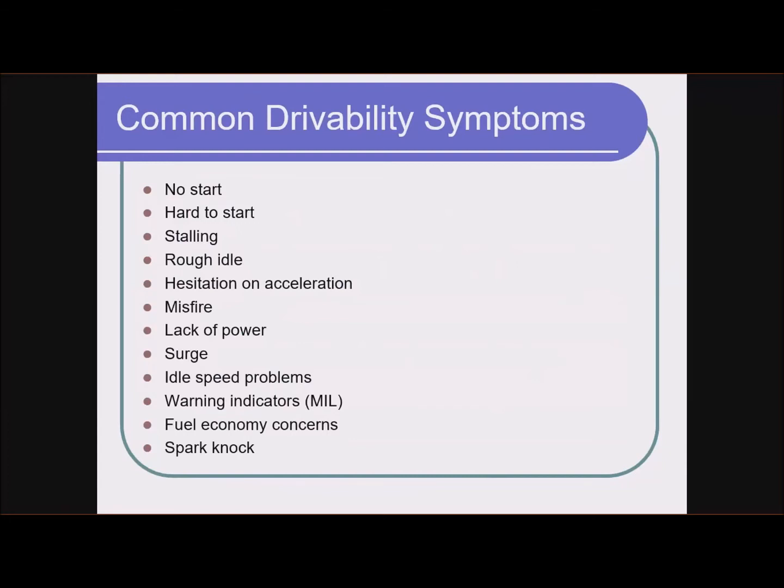Hard to start. So usually that's extended crank time. It doesn't want to start, but eventually it does. Stalling. Typically we think of stalling as an idle problem. You come to a stop sign, you come to a red light, you let off the gas, and the engine quits running. Frequently it's accompanied by the next symptom, rough idle. So if it's idling poorly, it's more likely to stall.